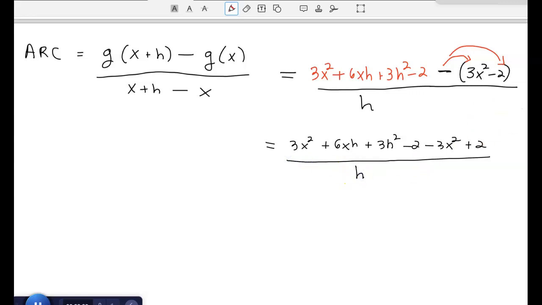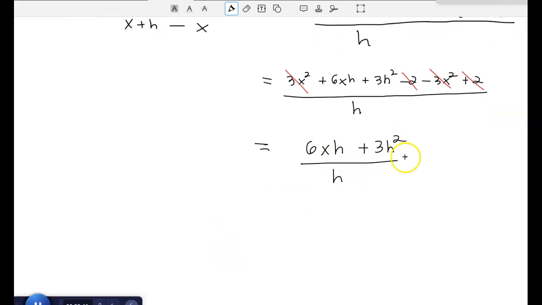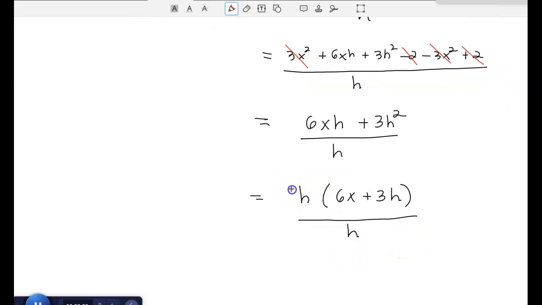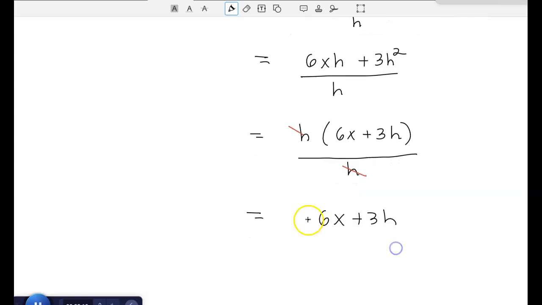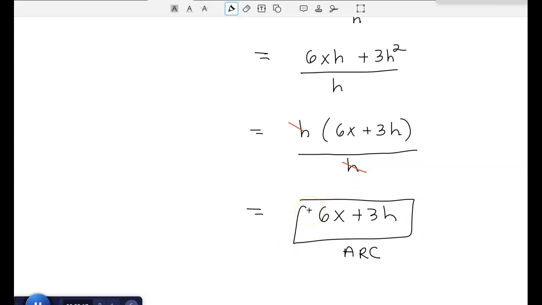And you'll see some things cancel out nicely. So the minus 2 and the plus 2 go away, and the 3x squared and the minus 3x squared go away. And what are we left with? We're left with 6xh plus 3h squared over h, right? So that's our average rate of change. And now we can simplify even further because notice the numerator, both of these terms have a factor of h. So I can pull out that h, and I could write this as 6x plus 3h, all over h. And then these h's will divide out, and you'll wind up with just 6x plus 3h. So that is the average rate of change that we're looking for over that interval x to x plus h.